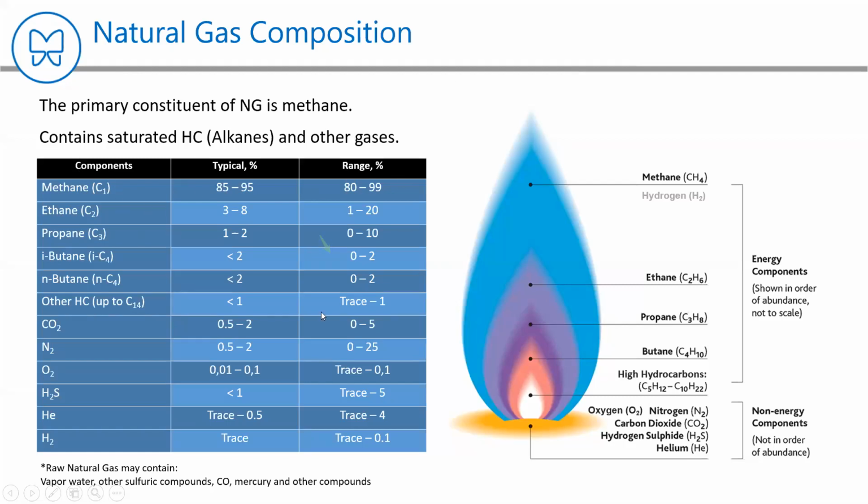Here in this table, we can see the typical values and the range of the main components of natural gas. We can see that natural gas primarily consists of methane. So methane is the main component of natural gas. We can see other hydrocarbons and some permanent gases like CO2, nitrogen, oxygen, helium, hydrogen, and some sulfur compounds.